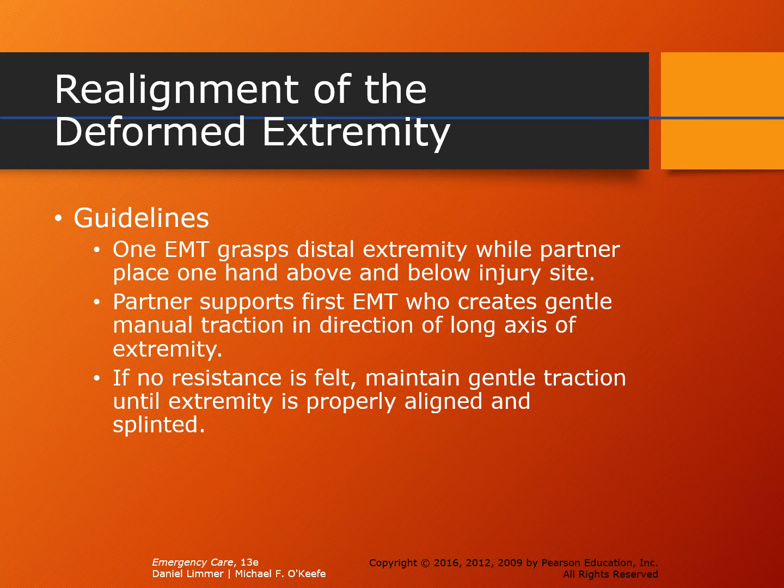So if you were realigning an injury to the humerus, you would pull the arm as if it was fully extended and it was holding itself out as if to show the range of motion in a linear plane. If there's no resistance, then maintain that gentle traction until the extremity is properly aligned and splinted.